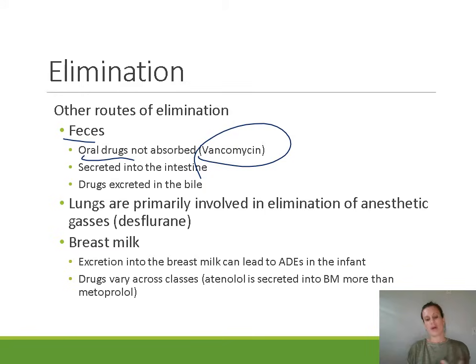But we can use vancomycin for gastrointestinal infections. We use it for C. diff, for example, Clostridium or Clostridioides difficile. So we use vancomycin for infections in the GI tract. In that case, we would give vanco orally because it's going to stay in the GI tract. It's not going to be absorbed. So we're essentially giving the drug directly to the site of action.